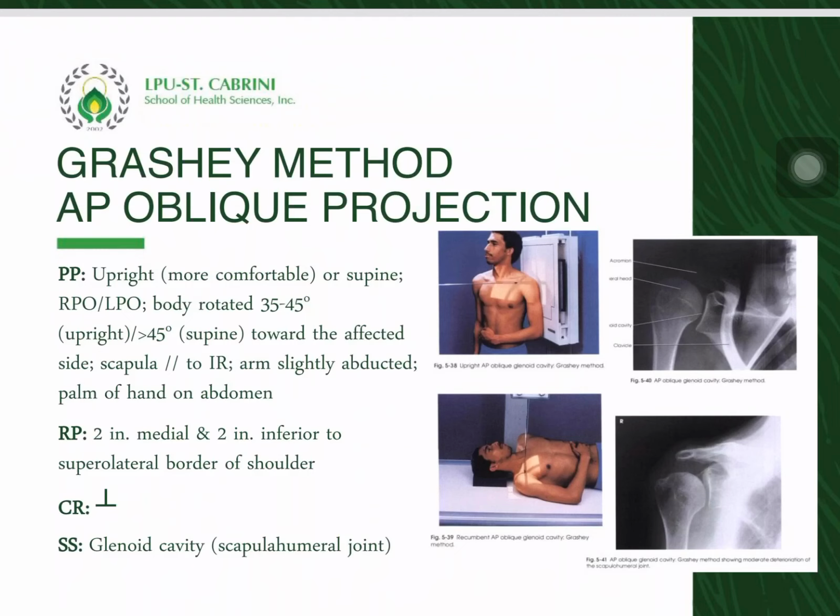The central ray is directed perpendicular to a point 2-inch medial and 2-inch inferior to superolateral border of the shoulder to demonstrate the glenoid cavity.